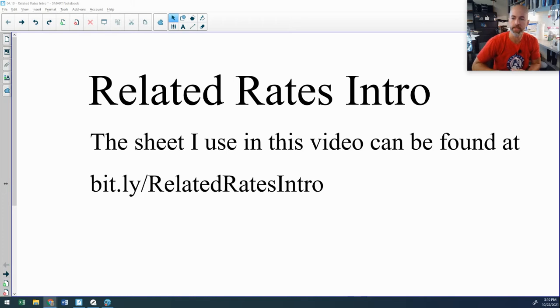Let's talk related rates, which is a section of calculus that is usually tied to geometry.